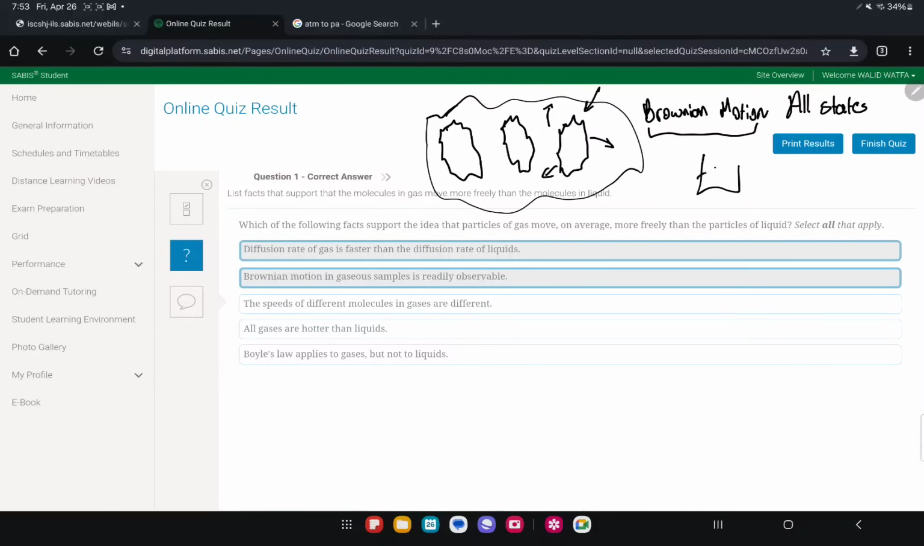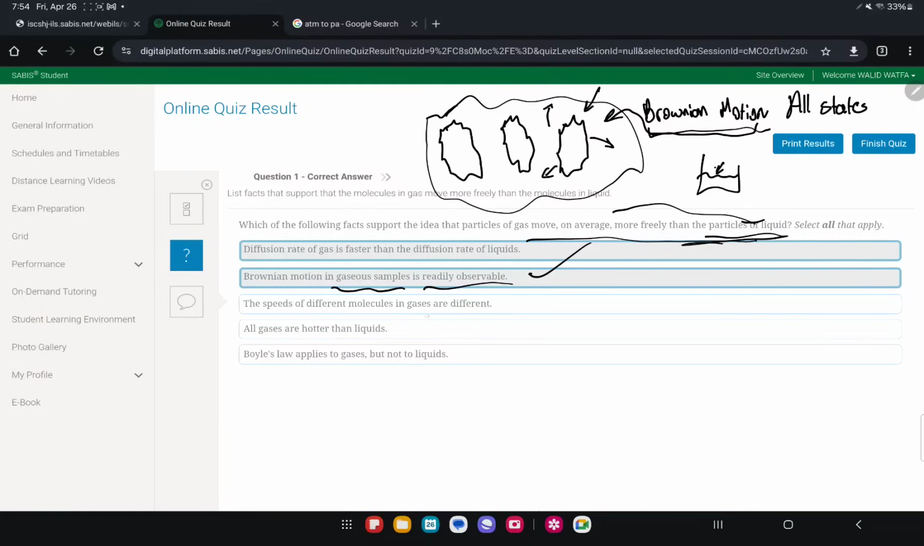Do you look at water and say that the water molecules are moving? Can you see it? You can't. Even though it does happen, you can only see it in gases. So what does that show you? It shows that gases move more than a liquid. So that's why we pick this. Brownian motion in a gas is readily observable because you can actually see the motion. So that means that they move more freely than the liquids.